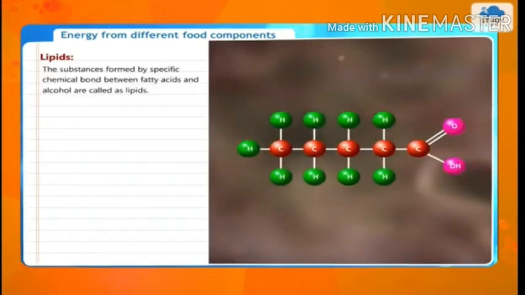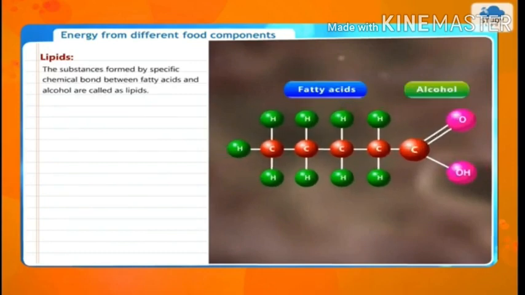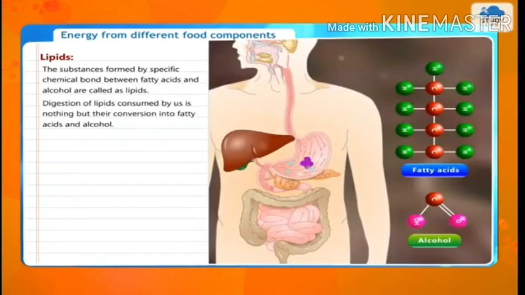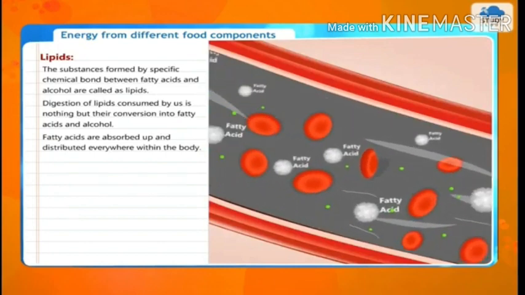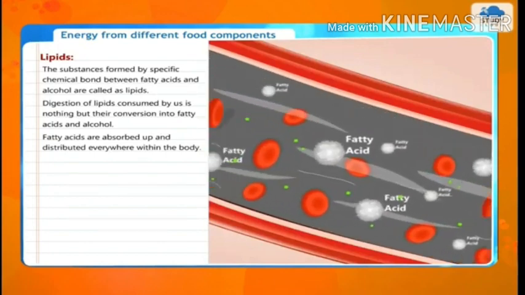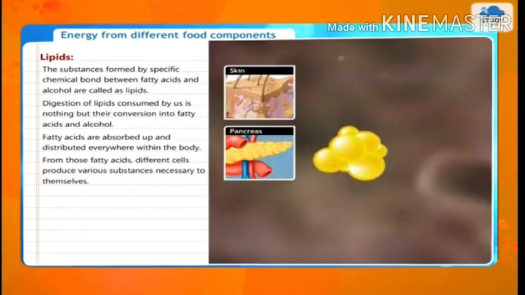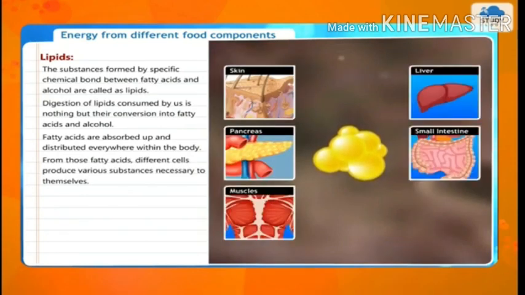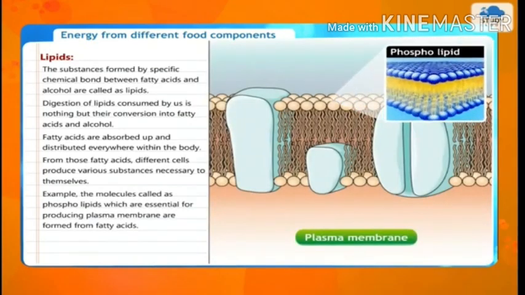Lipids. The substances formed by the specific chemical bond between fatty acids and alcohol are called lipids. You write down this definition. Digestion of lipids consumed by us is nothing but their conversion into fatty acids and alcohol. Fatty acids are absorbed and distributed everywhere within the body. From those fatty acids, different cells produce various substances necessary to themselves.